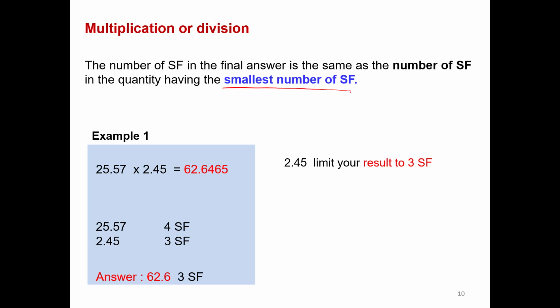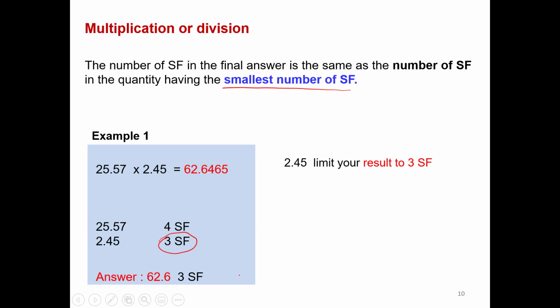Then multiplication or division, we focus on the significant figures. Then let's see, in this case, we need to multiply these two measurements. Then we need to check how many significant figures. We had 4 significant figures, we had 3 significant figures, then we know the answer must have 3 significant figures. If we multiply these two numbers, this is the result.